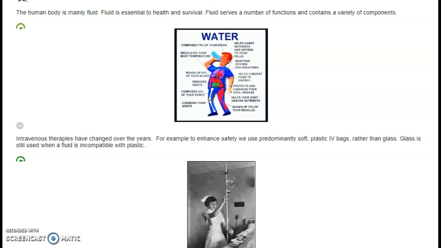This has been a brief overview of intravenous therapies. Make sure you have completed your lab manual questions and completed the learning activities embedded within this video.